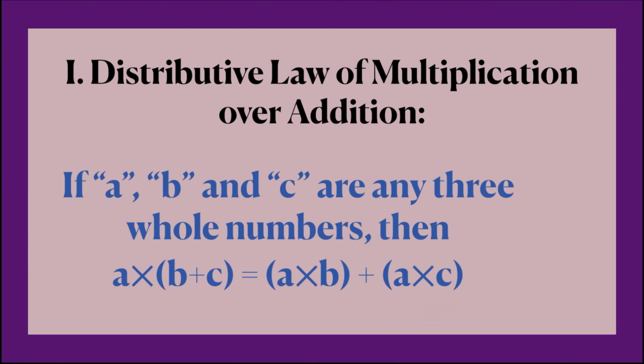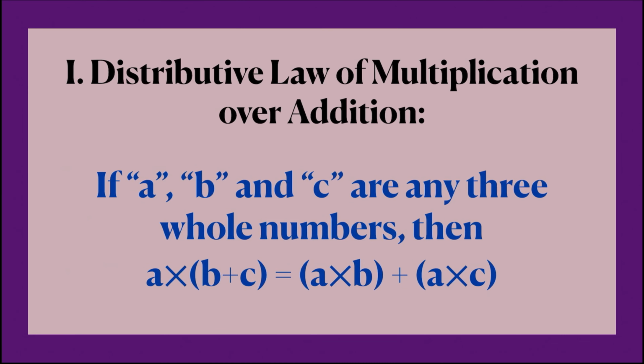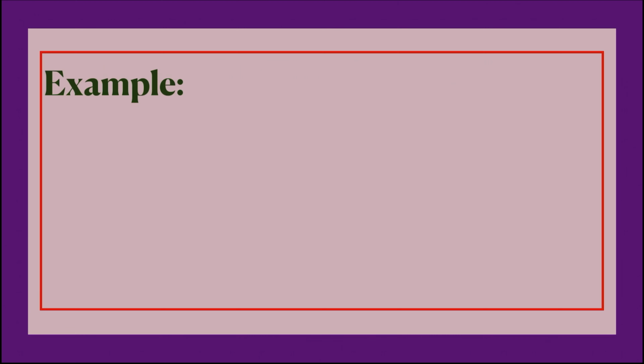Okay. If A, B and C are any 3 whole numbers, then A multiplied by (B plus C) will be equal to A multiplied by B plus A multiplied by C. How will it happen? Let us take one example.